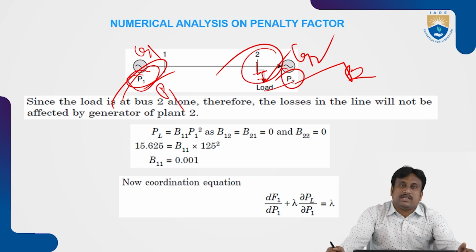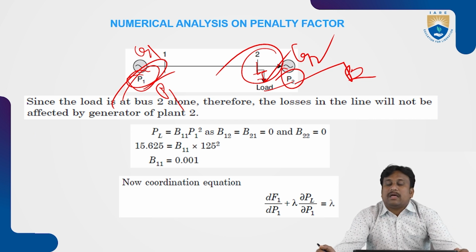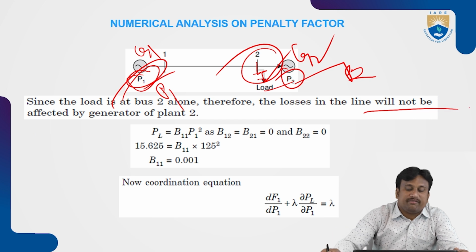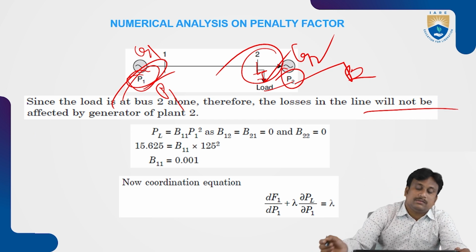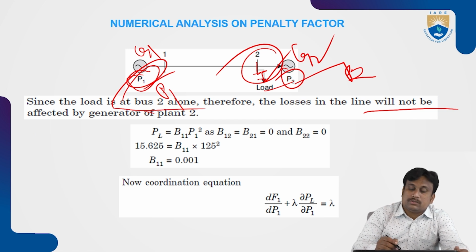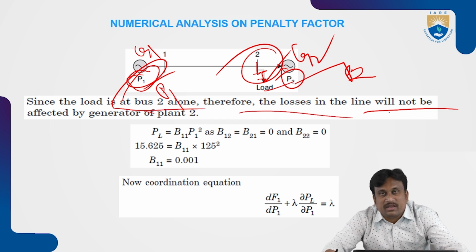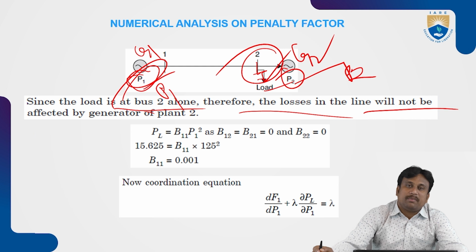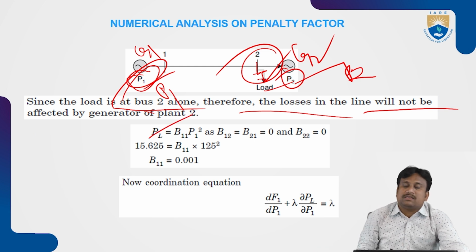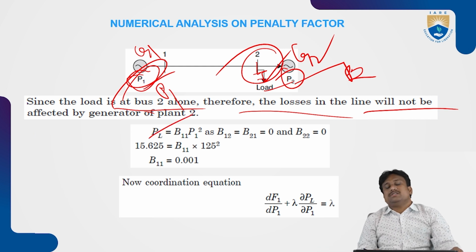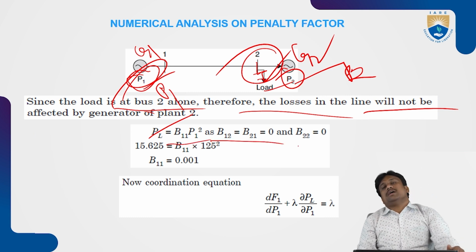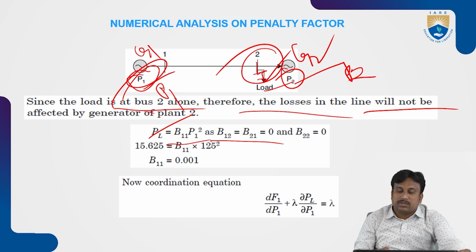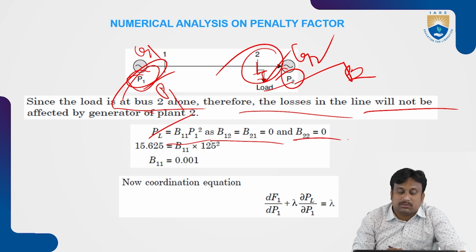So since the load is at bus 2 alone, the losses in the line will not be affected by the generator of plant 2. What happens here means load is at bus 2. So therefore losses in the line will not be affected by the generator of the plant. So here the loss coefficient can be calculated with the condition PL, that is B11 P1 square plus B12, that is B12 as B21, which is equal to 0, and B22 equals to 0.